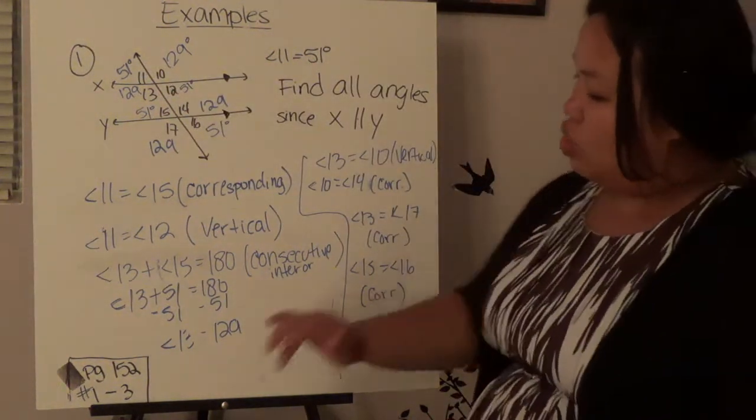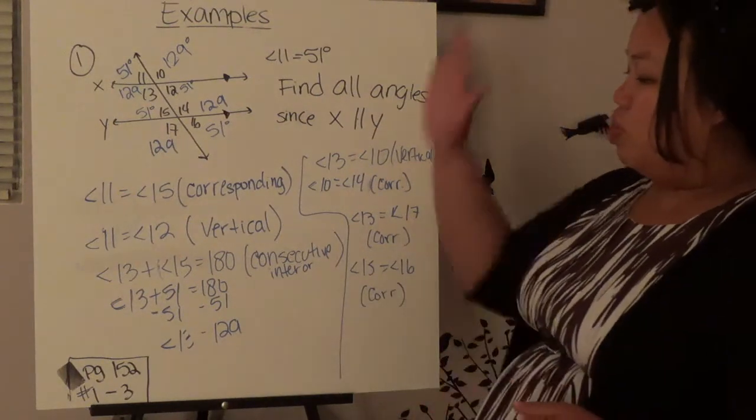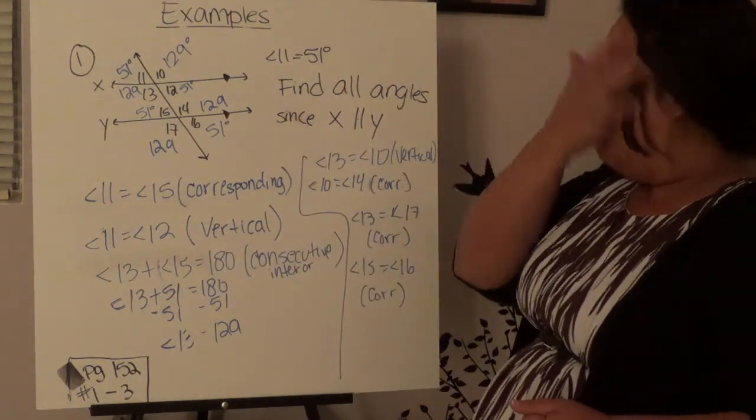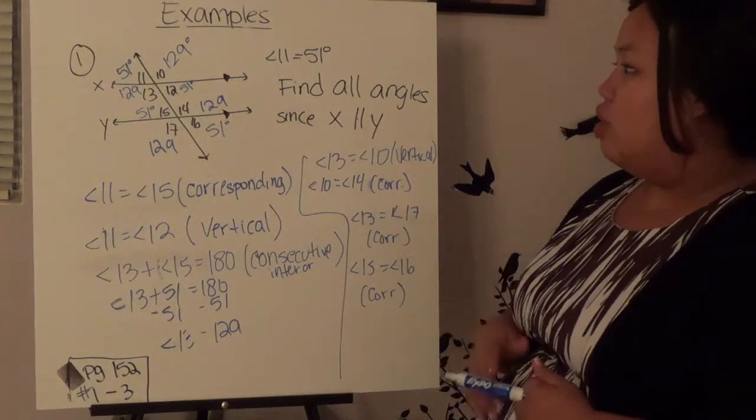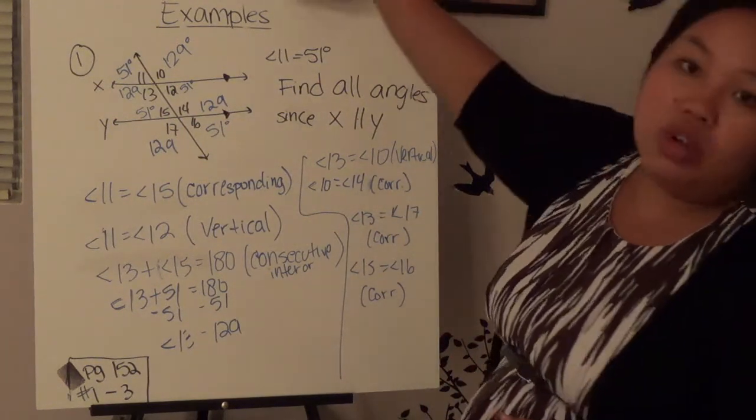So go ahead and try page 152, number 1 through 3, once you write this all down. Numbers 1 through 3, they're going to ask you to find the equations. And then we have one more example.